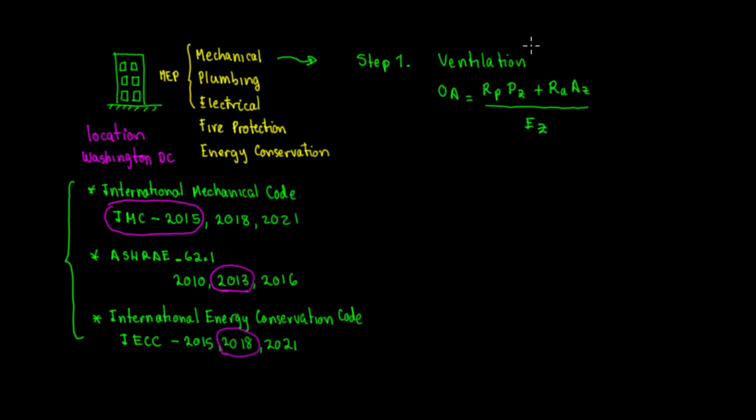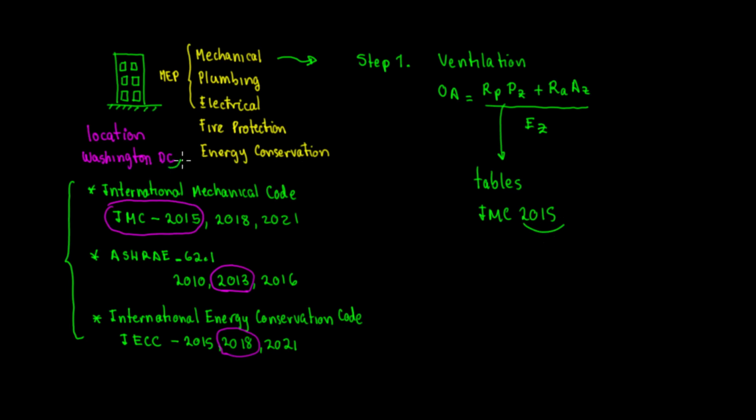As everyone remembers, this is the people rate. This is the number of people, the area rate, and the surface area. But overall, the message is this comes from tables. The tables are based on IMC. You have two options for ventilation. IMC 2015. Why 15? Again, location.